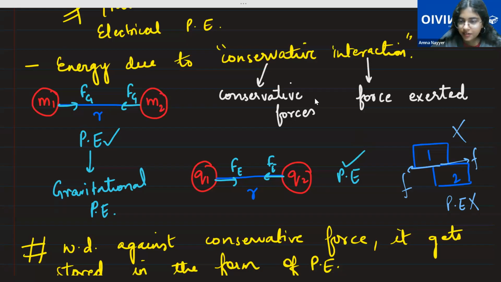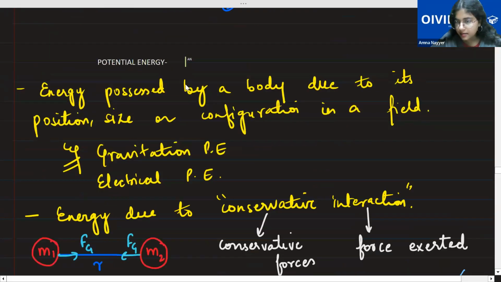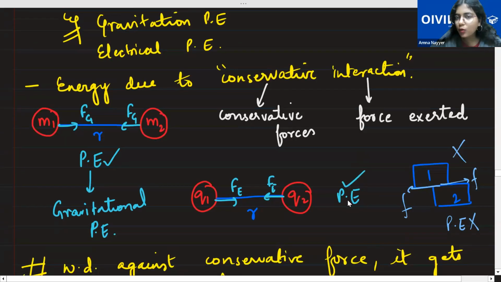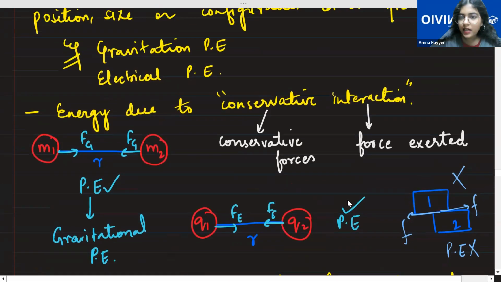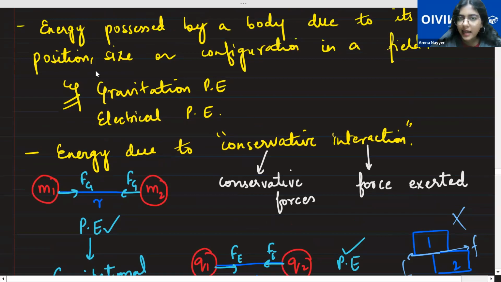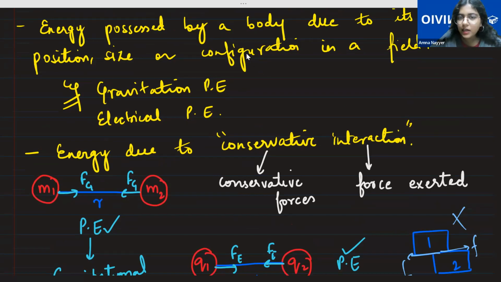This is a definition from your ninth class NCERT, not from your 11th. In 11th, you have to check the forces. That's why I did the whole concept of conservative force and non-conservative force. If there is a conservative force in your system, then the potential energy will be there, not by just seeing the size, configuration or position. This won't help in class 11th.